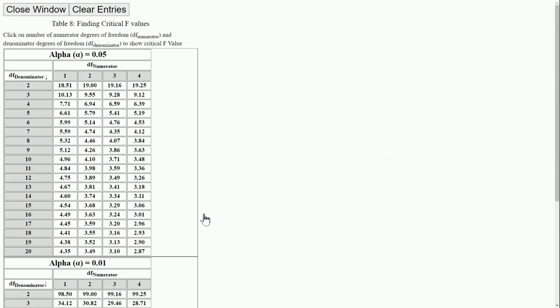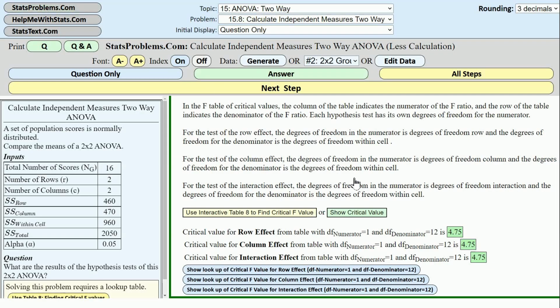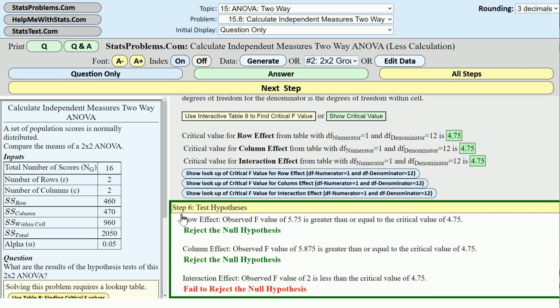Use interactive table 8 to find the critical F values. Using the alpha equals 0.05 table, with df numerator of 1, df for row, column and interaction effects, and df denominator of 12, df within cell, for all effects, we find the critical F value of 4.75. We close this window to return to the analysis, which shows the critical value from the table of 4.75 for all 3 tests.